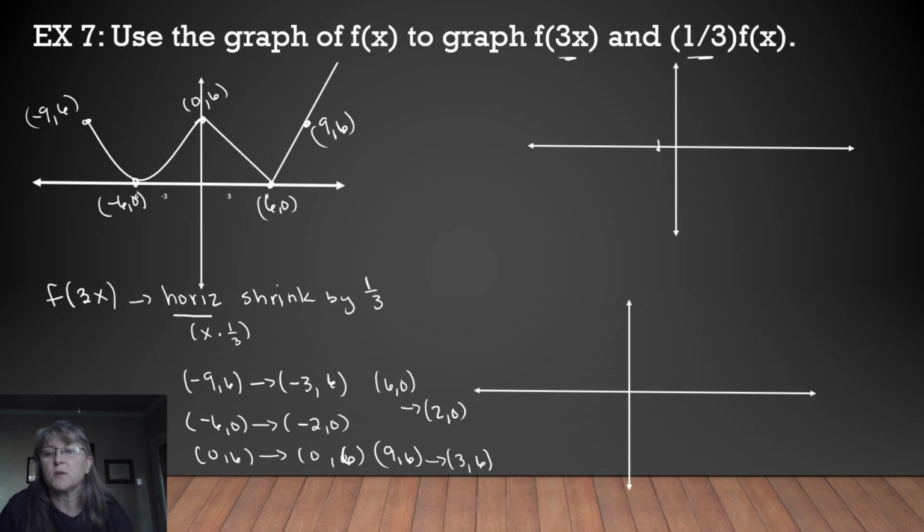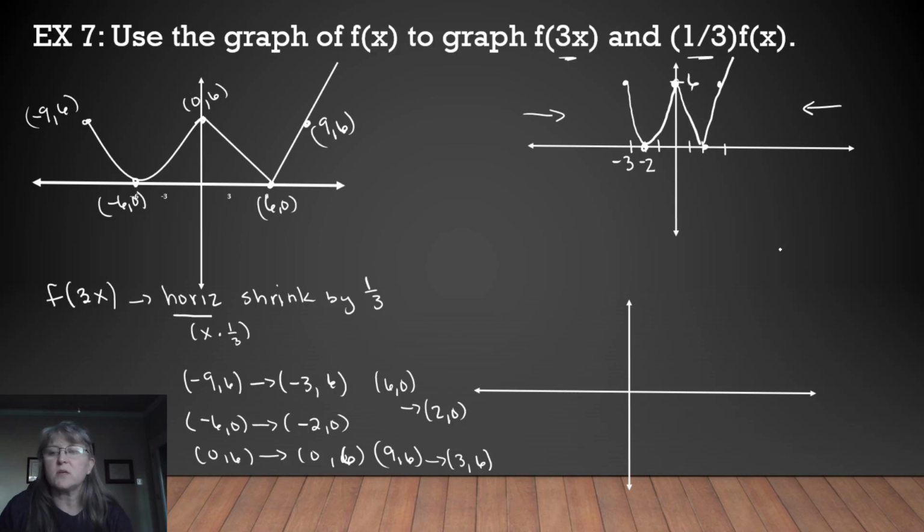So let's plot them. So I'm going to go to -3, 6. I'm going to go at -2, 0, 0, 6, 2, 0, and 3, 6. Now I just have to connect it with this same shape. So on the left-hand side, it was a U. And on the right-hand side in quadrant 1, it looks more like a V. So you can see the original curve has just been compressed horizontally.